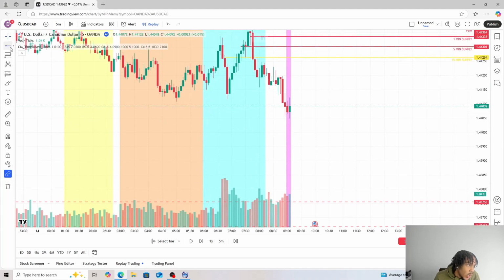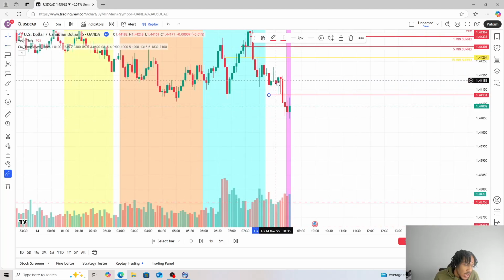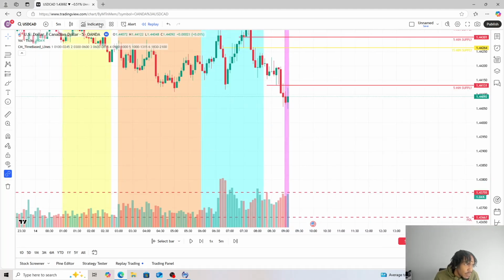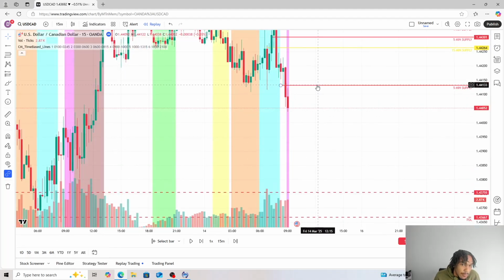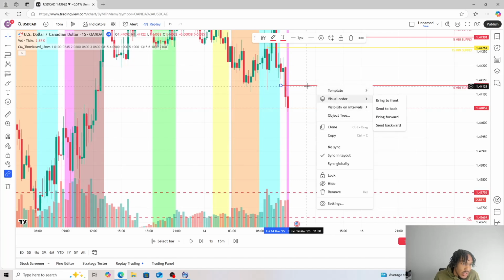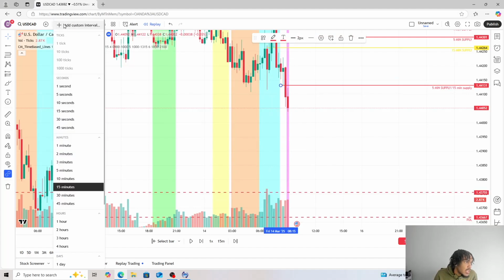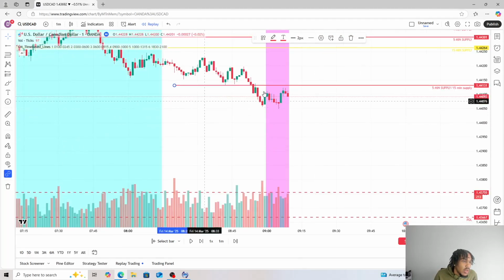We did create a supply zone right here. This was the supply zone that actually broke structure to the downside and broke below this low. So we're going to use this as the 5-minute supply. Let me go to 15 minutes, see if we got one in confluence. 5-minute and 15-minute, I mean, they're arm in arm. So don't do this, I always do this. 5-minute, 15-minute supply.